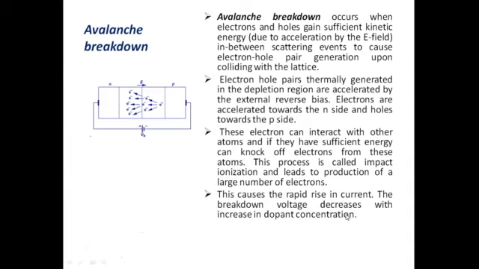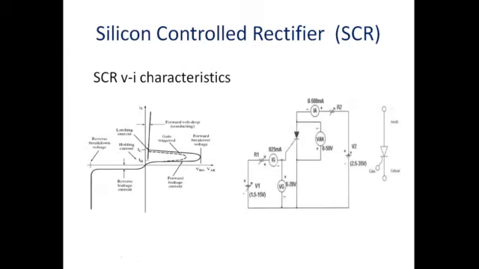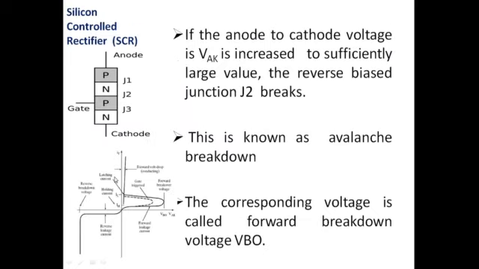Okay, so we have gone through what avalanche breakdown is. This we have already studied, so I will go back. When you apply more and more reverse voltage between anode and cathode, what happens? Avalanche breakdown happens in junction J2. So current is passing from J1 to J3.